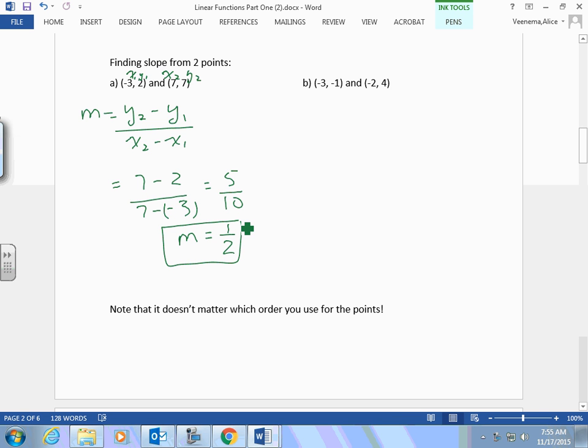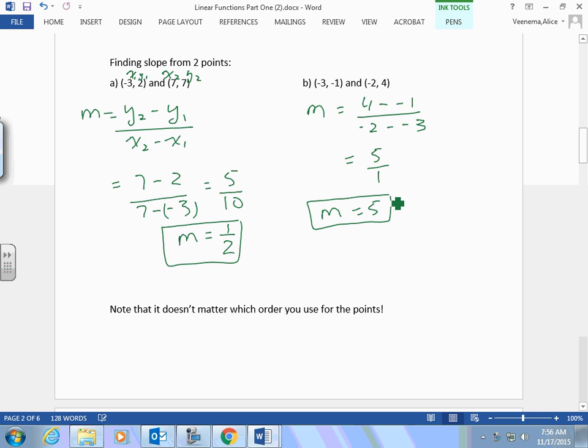Always be careful, be mindful of your negative signs. And let's do the slope here for this one as well. So if I consider this my second point and this my first point, I'll go 4 minus negative 1 over negative 2 minus negative 3. So that gives me 5 over negative 2 plus 3, 1. So the slope for this one is 5.